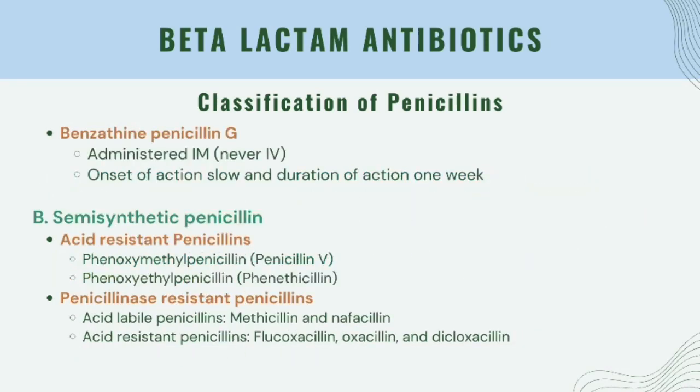Benzathine penicillin G is exclusively administered via intramuscular injection and is distinguished by its slow onset and prolonged duration of action, lasting up to 1 week. The next classification of penicillin is the semi-synthetic penicillins, which are chemically modified derivatives of natural penicillins. Acid-resistant penicillins include phenoxymethylpenicillin, or penicillin V, and phenoxyethylpenicillin.